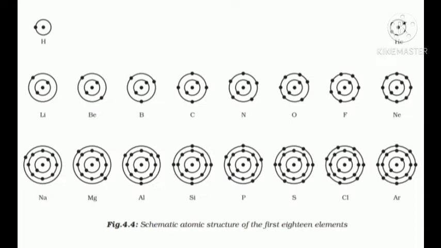Look at the schematic representation, or schematic atomic structure, of fluorine. What's the atomic number of fluorine? That is 9. So the distribution of electrons is 2, 7. First shell 2, second shell 7.